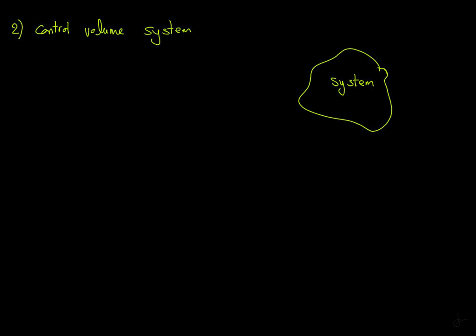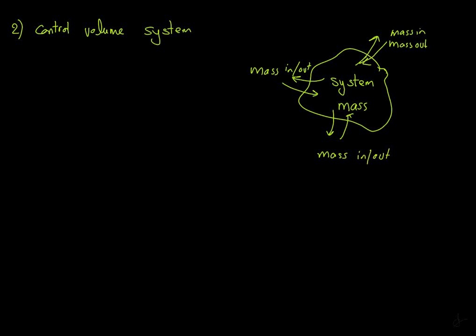In the control volume system, the system initially has mass inside, but this type of system allows for mass to leave and enter through its boundaries. So mass is allowed to go in and out, and this could happen at different locations. In this case, I cannot say that the mass inside the system is going to remain constant, right? It's going to remain constant in a special case.